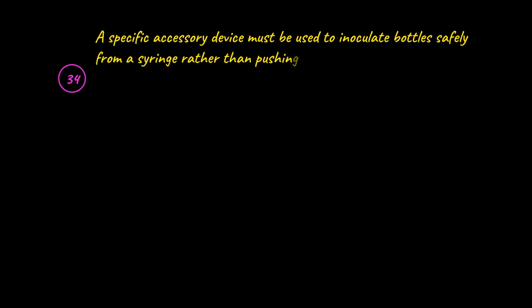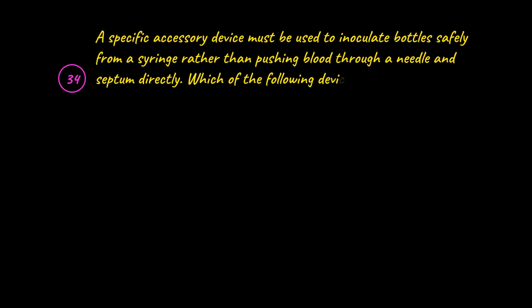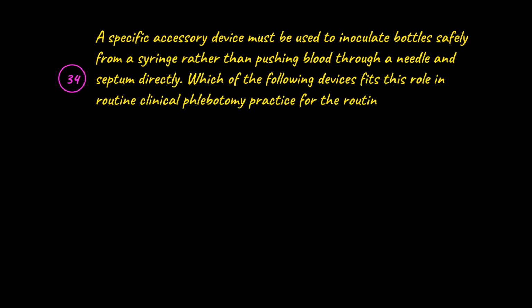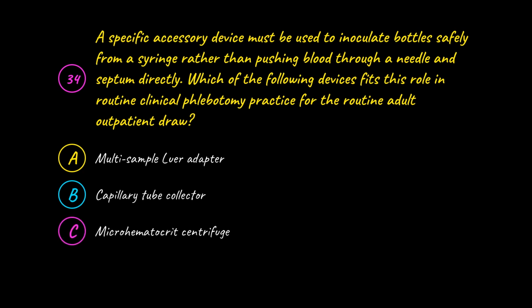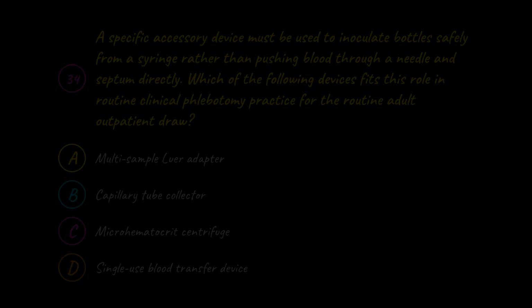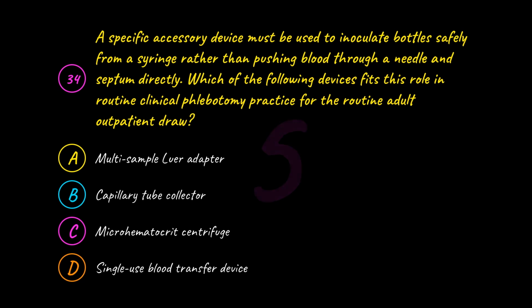Question 34. A specific accessory device must be used to inoculate bottles safely from a syringe rather than pushing blood through a needle and septum directly. Which of the following devices fits this role in routine clinical phlebotomy practice for the routine adult outpatient draw? Your options are A. Multi-sample luer adapter, B. Capillary tube collector, C. Microhematocrit centrifuge, D. Single-use blood transfer device. Take a second. Which answer would you pick?